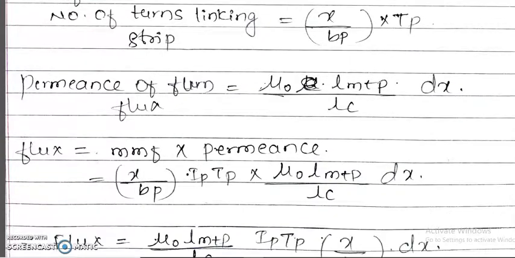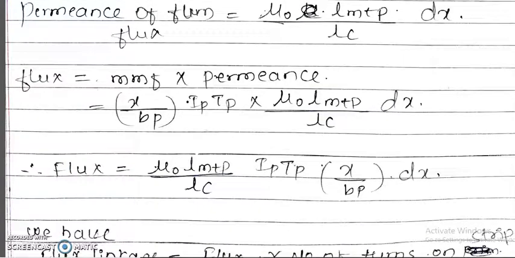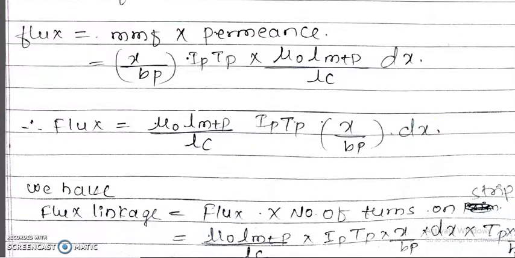So flux will be equal to, as per the formulas, mmf into permeance. Just substitute those mmf and permeance values, calculate and rearrange. We will get the flux equation like this: mu naught LMTP by LC, IPTP, x by BP dx. Don't bother about these equations. It looks difficult, but if you follow the flow, it will be easy to understand and easy to remember. So practice it once, keep on practicing this.